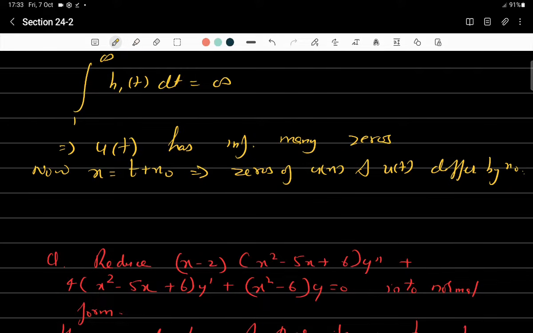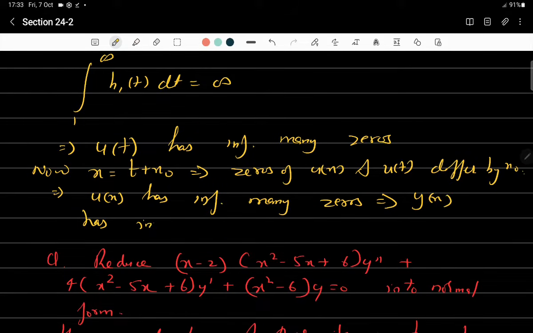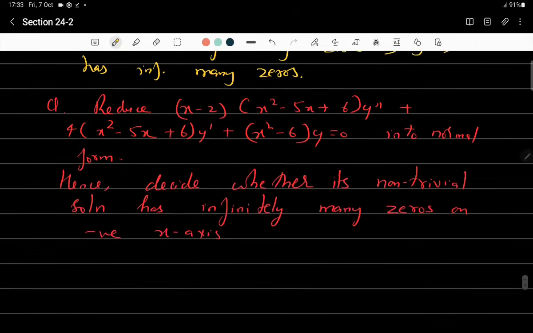And also t plus x naught. So if t is on the positive axis, t plus x naught is also on the positive x axis. It means that u of x has infinitely many zeros, and then the zeros of y of x and u of x are same. This we proved in the last class. Therefore y of x has infinitely many zeros. So very interesting question. Let's try one more question.